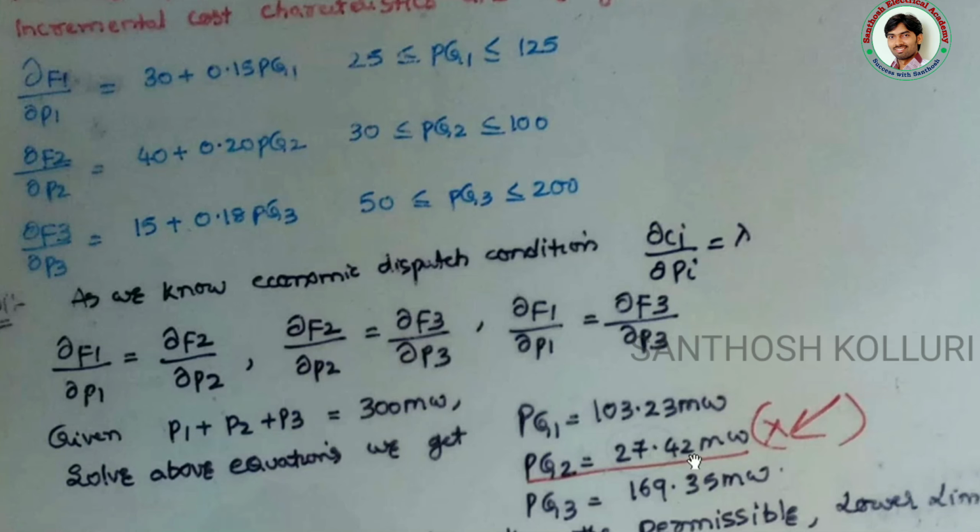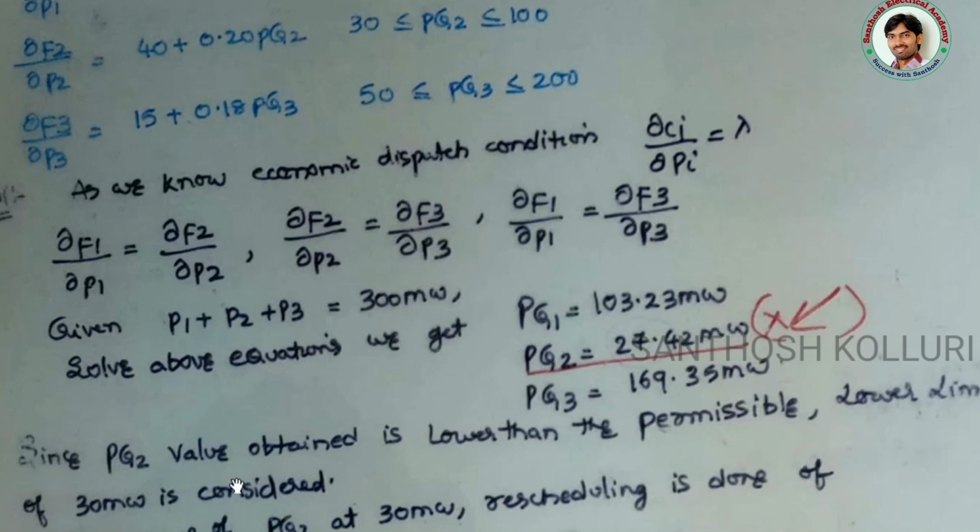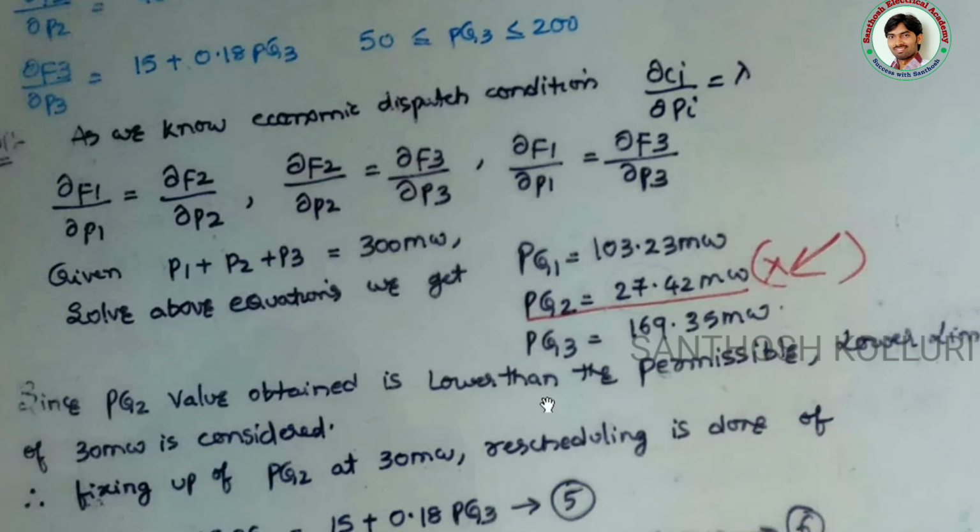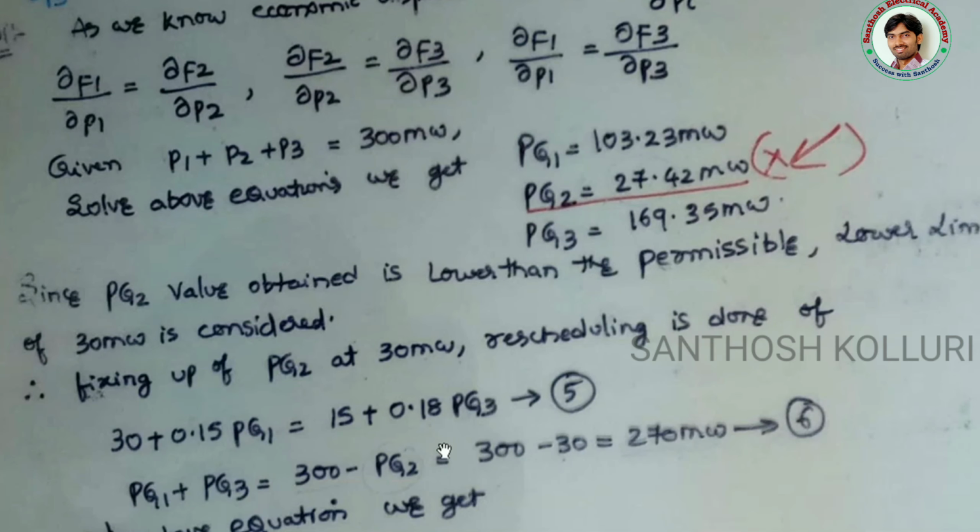So when it is less than the least value or greater than the highest value, you set the values of the generators for minimum and maximum conditions. Therefore Pg2 will be here 30 megawatts only, it is fixed. And Pg3 you got is 169.35 megawatts. So this will be in this limit only. Then you can accept this one as an economic operation. Since Pg2 value obtained is lower than the permissible value, 30 megawatts only is considered. So fixing up Pg2 at 30 megawatts and rescheduling the remaining generators will be like this.